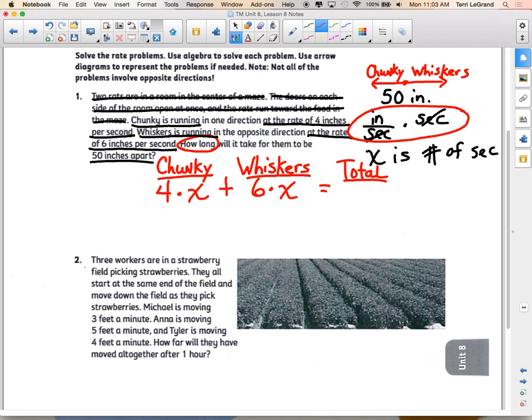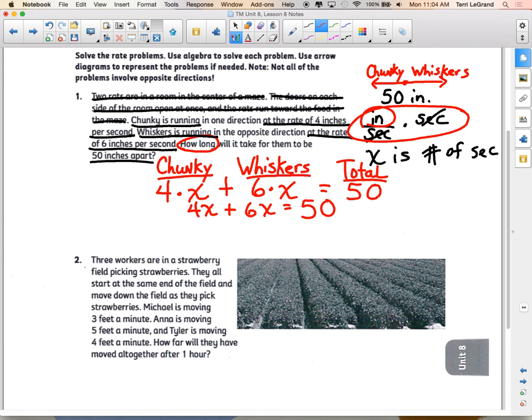And altogether, their distance should equal what? 50. Now, remember, we know that 4 times x gives us inches because the seconds are going to cancel away. So we are taking inches and adding to inches, and in the end getting inches. Makes sense, right? Add inches to inches and get inches. Okay, so now we're going to get rid of the multiplication dots and set up our equation.